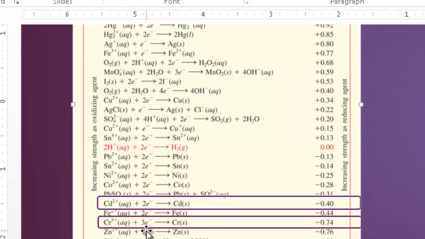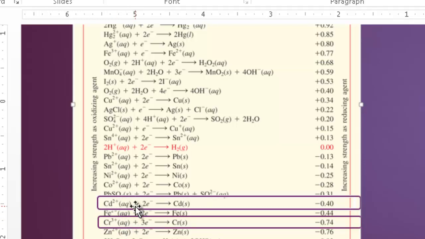Chromium plus 3 electrons goes to chromium solid, that's minus 0.74 volts. Both of these are reductions. For it to be spontaneous, we need this to be positive. So how will we get a positive out of this? The only way we can get a positive is if we flip this, that is, make this an oxidation half reaction. That would be the anode, and keep this as the cathode.